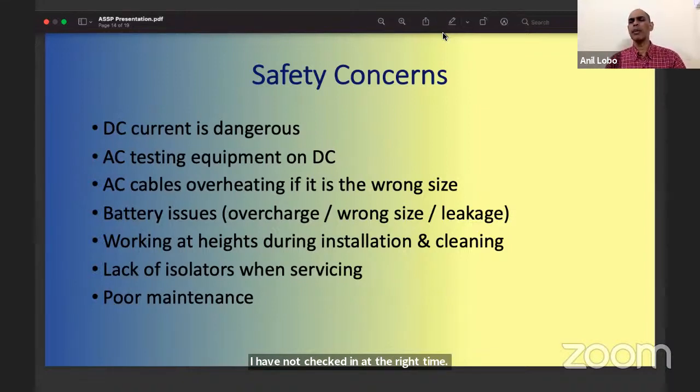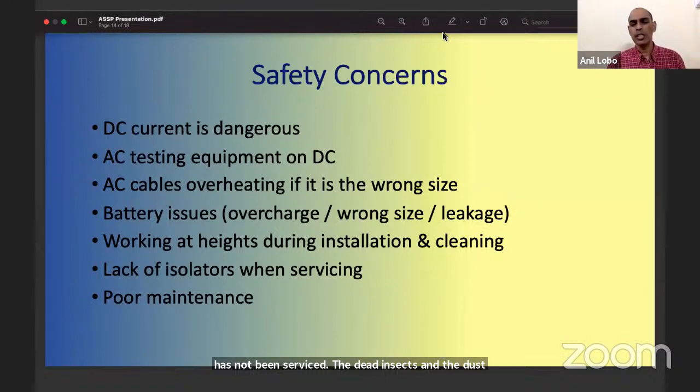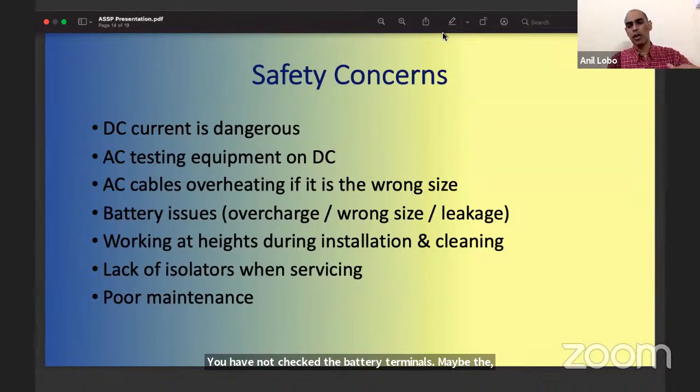The poor maintenance can be for a variety of reasons. It could be that your inverter has not been serviced. The dead insects and the dust buildup have not been cleaned. You have not checked the battery terminals. Maybe the gas is leaking and venting. The battery acid levels have dropped down and it's not been topped up. Any poor maintenance can affect the system.